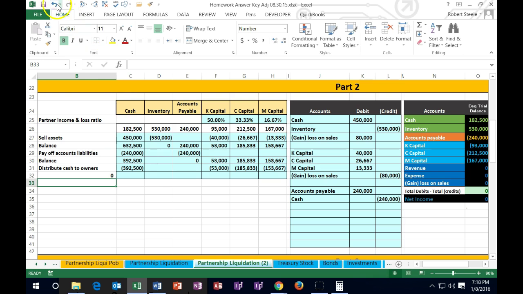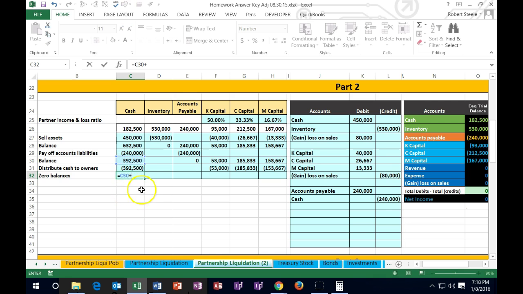Oh, undo. We're going to be over here in C32 equals, point to the 392.5 plus the negative 392.5, bringing us down to 0. Same thing over here, we're in F32 equals the 53,000 plus the negative 53,000. I'm going to select tab this time, go to the next cell, equals, we're going to pick the 185,833 plus the negative 185,833 tab, equals the 153,667 plus the negative 153,667, and enter. So now we're at zeros here. We've closed out. We have now liquidated.